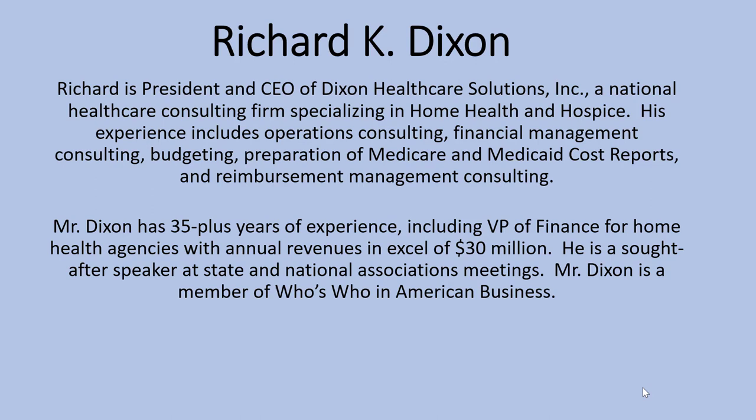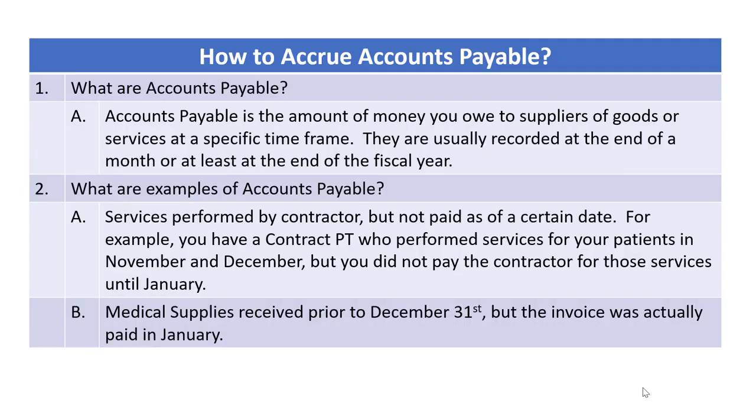Today, we will cover how to accrue accounts payable. First, what are accounts payable? Accounts payable is the amount of money you owe a supplier of goods or services at a specific time frame. They are usually recorded at the end of the month, or at least they're recorded at the end of the year.